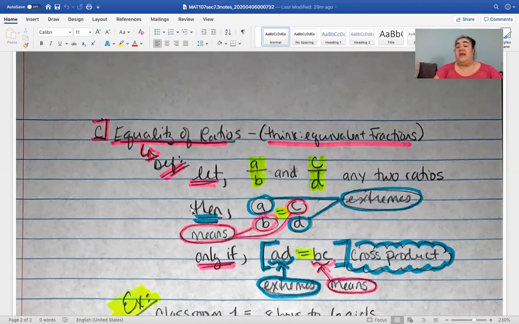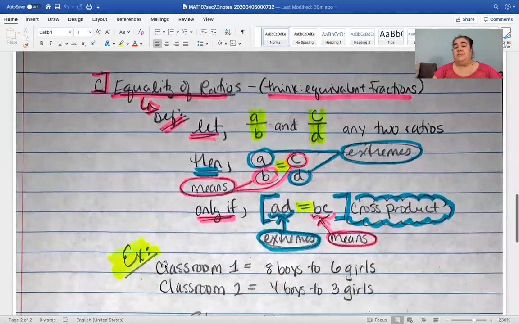Once again, this definition is saying if we let A to B and C to D be any two ratios, then A to B is equal to C to D if and only if the product of A and D, or the extremes, is equal to the product of B and C, the means. And we usually find this by finding what other places you may have heard called the cross product. So basically, what is the equality of ratios definition saying? It's saying that if you have two ratios that you can set equal to each other, you can say that they are indeed equal to each other if and only if the cross product of those two ratios, or the product of the extremes, is equal to the product of the means, okay?